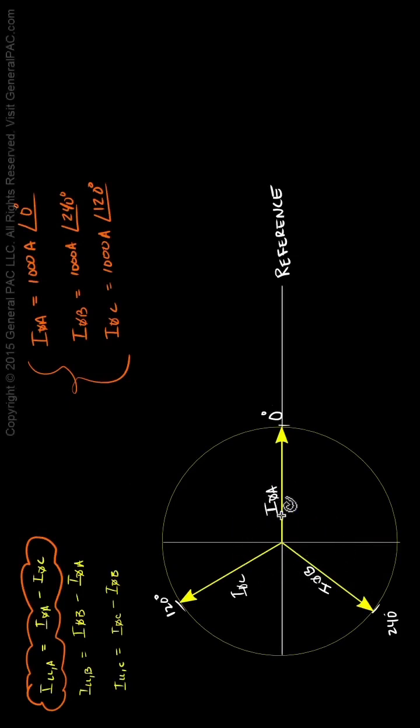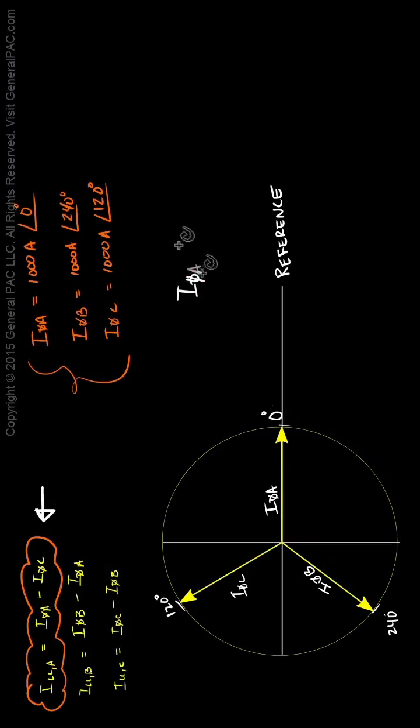Now we're going to take this phasor and subtract phase C current from phase A current, and then look at what our current A looks like. Here is phase A current and here is phase C current.